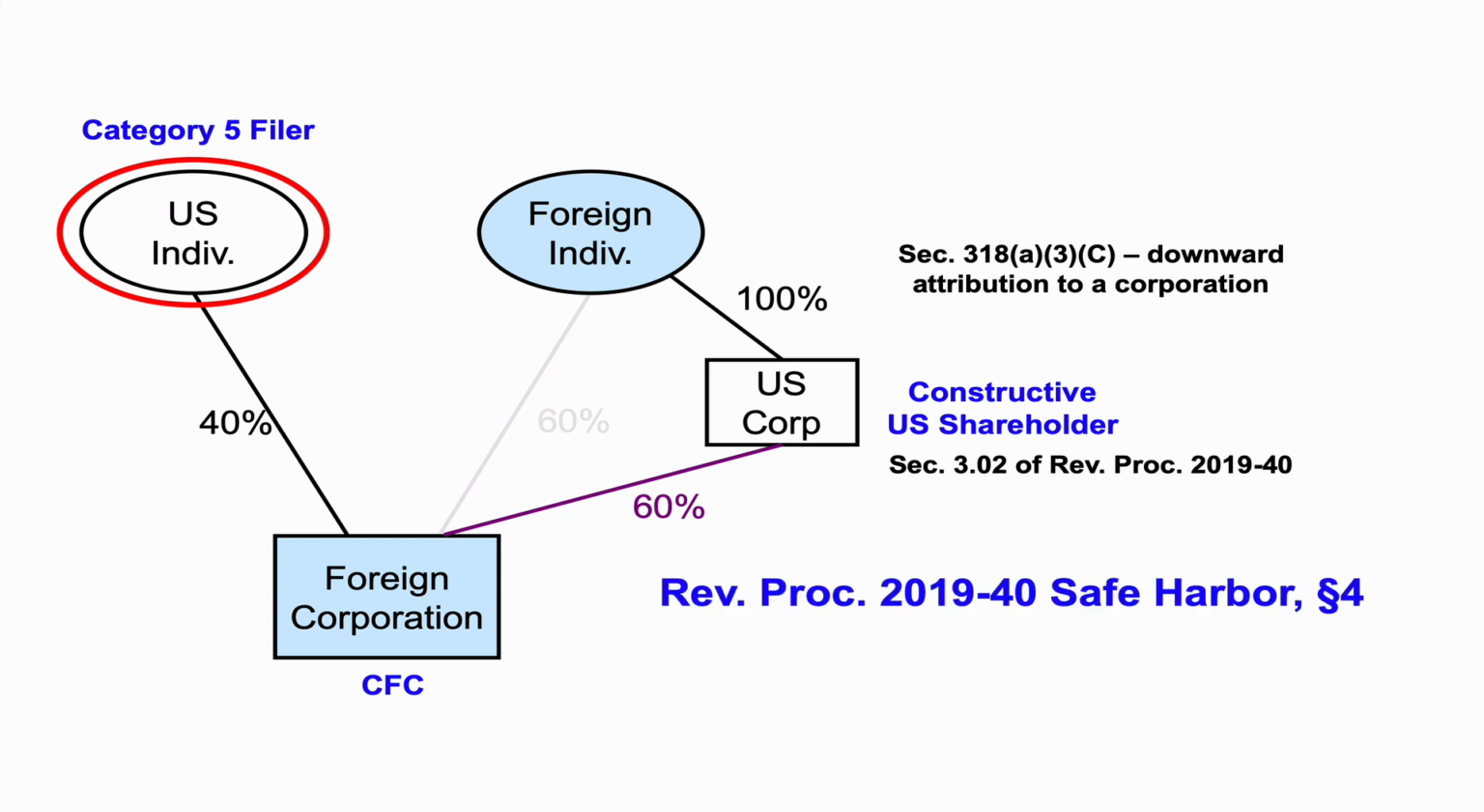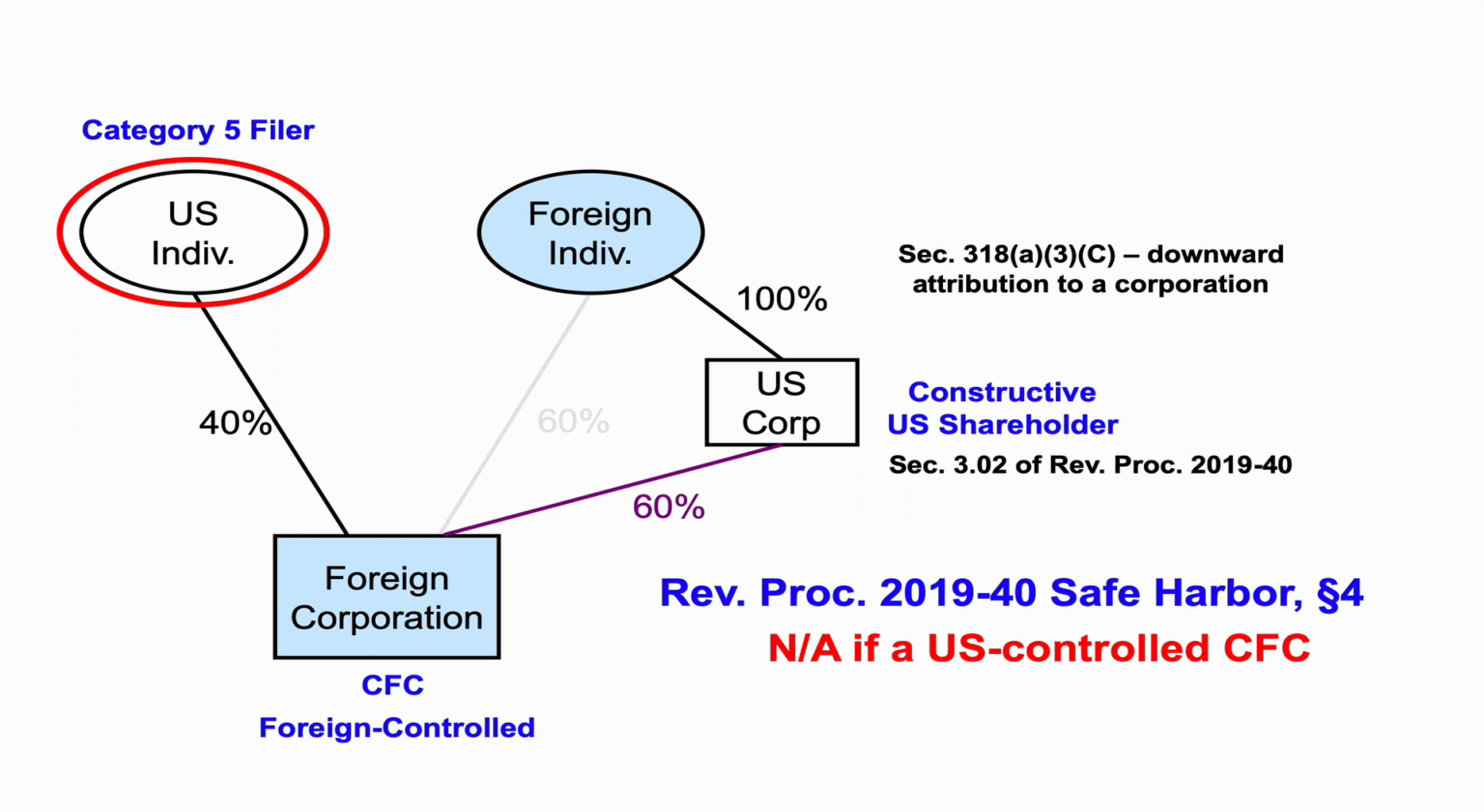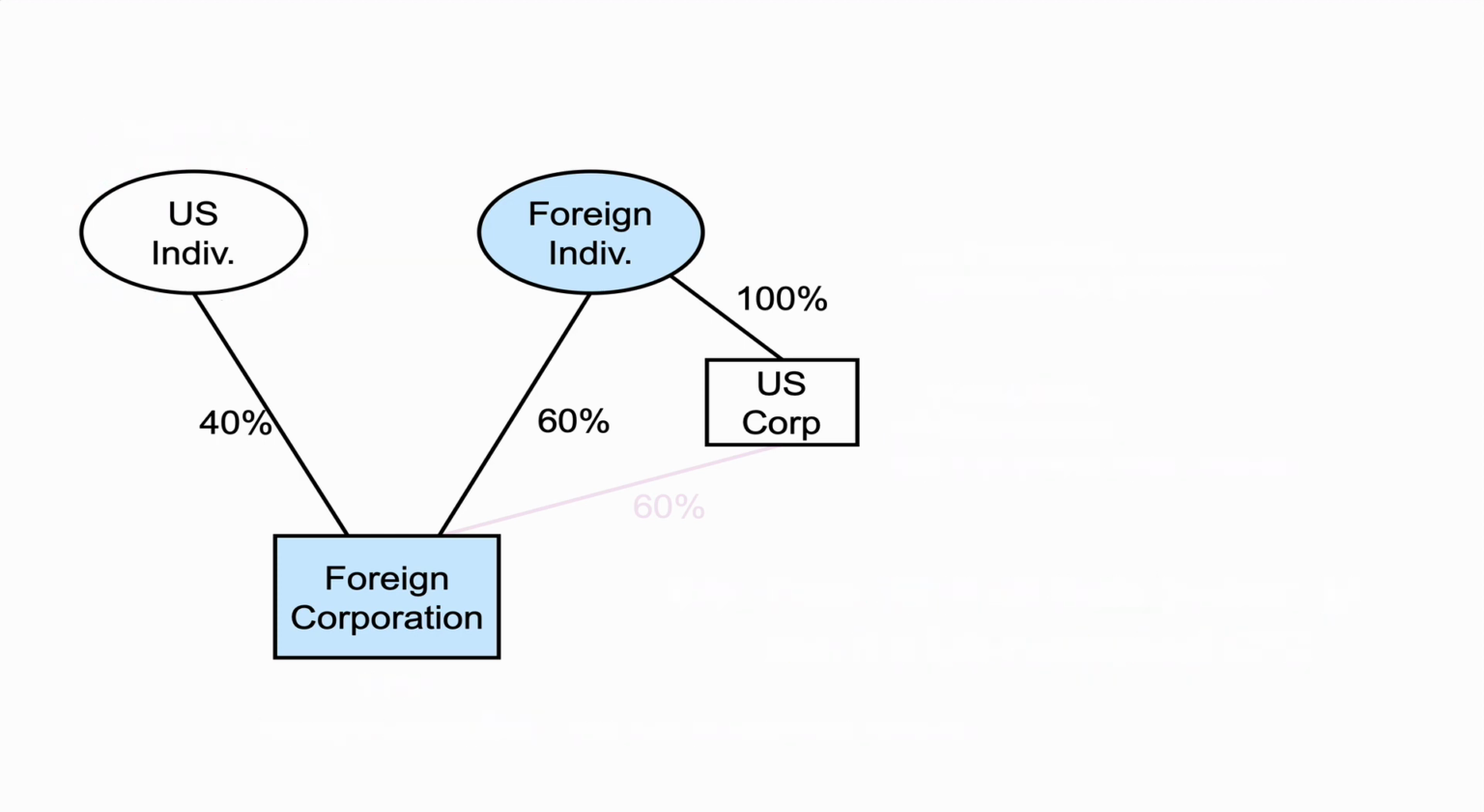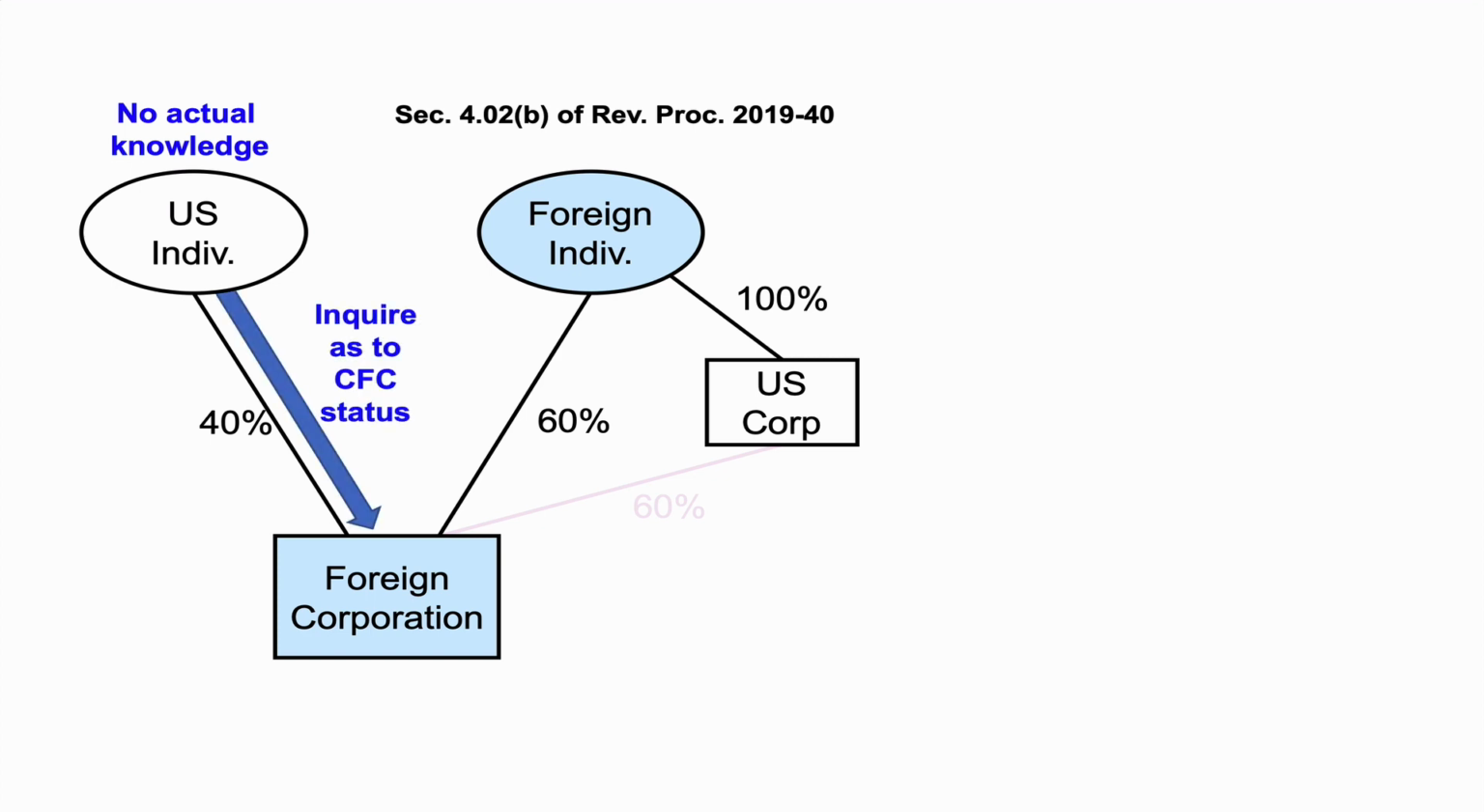Revenue Procedure 2019-40 provides a safe harbor to determine if the foreign corporation is a CFC. The safe harbor does not apply if the CFC is a U.S.-controlled CFC. Here, the CFC is foreign-controlled because if you don't consider the downward attribution rules, the foreign corporation would not be a CFC. Under the safe harbor, as long as the U.S. person does not have actual knowledge that the foreign corporation is a CFC, and the U.S. person inquires of the foreign corporation whether it is a CFC, and the foreign corporation says it is not a CFC, then the U.S. person can assume it is not a CFC.